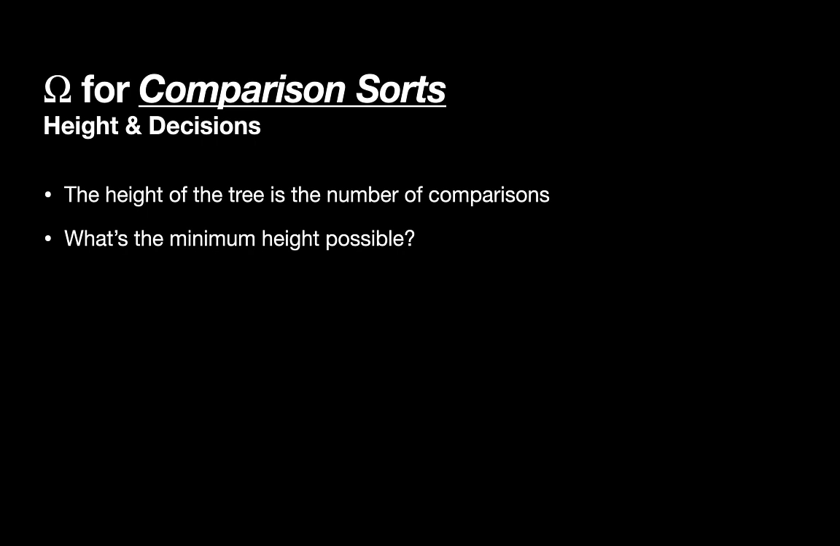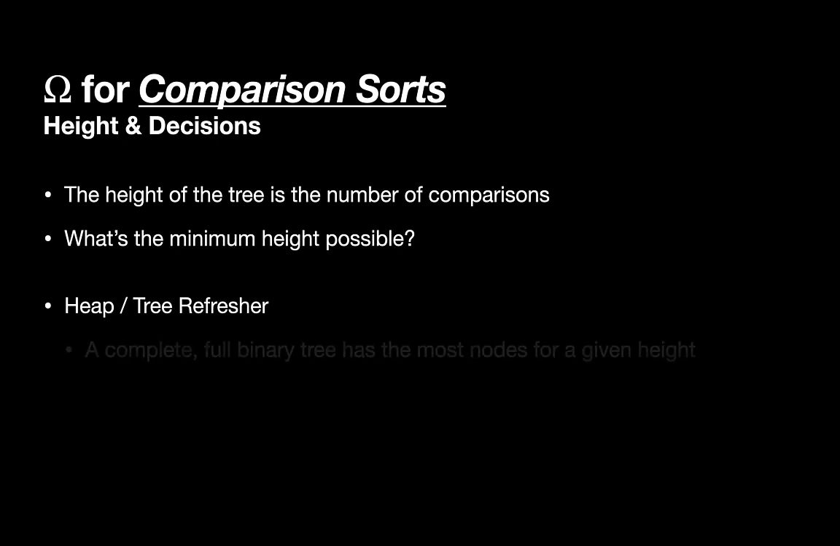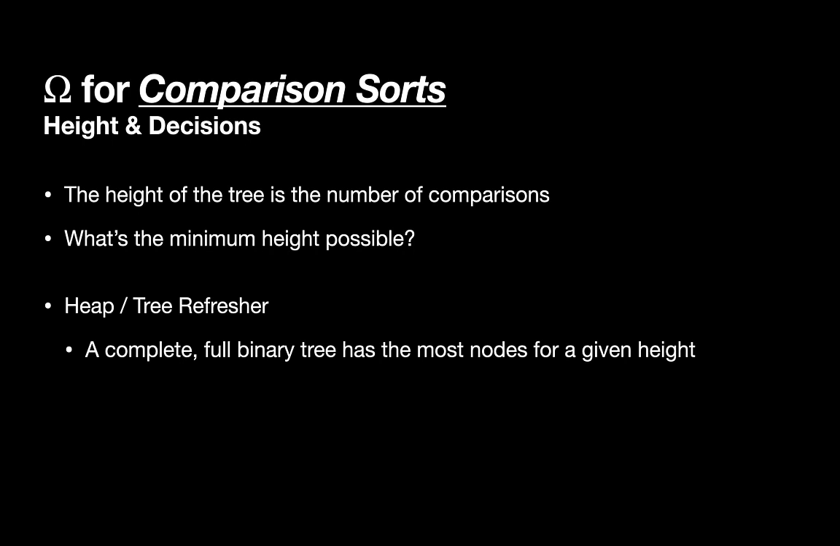So what's the minimum height possible? That kind of corresponds to the amount of time that may be necessary for some set of input data. So let's do kind of a quick refresher of heaps and the terminology and concepts we were talking about when we looked at heaps. If you remember, we looked at this idea of a complete full binary tree, and it has the most nodes possible for a given height. So that's kind of a dense tree that forms this perfect triangle. In this case, I'm going to assume that it is truly a perfect triangle, that the bottom layer is as full as it could be.